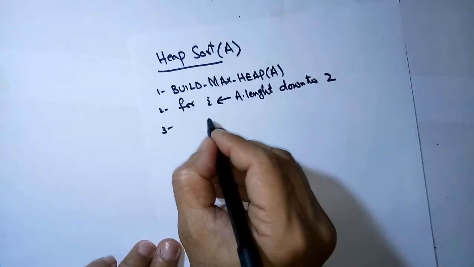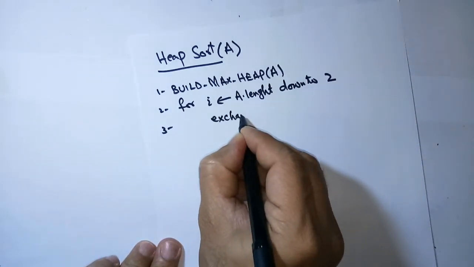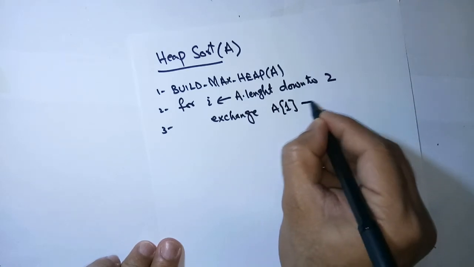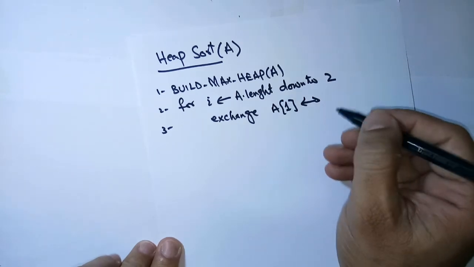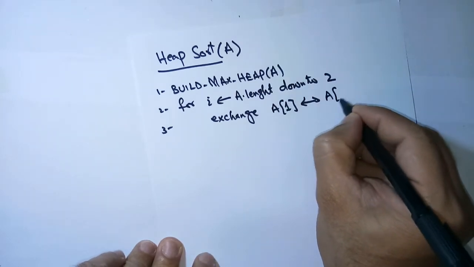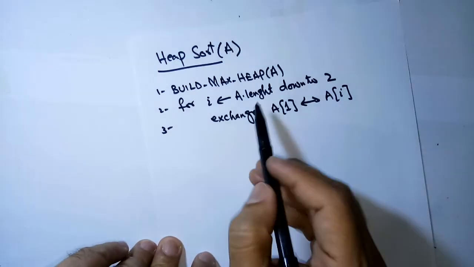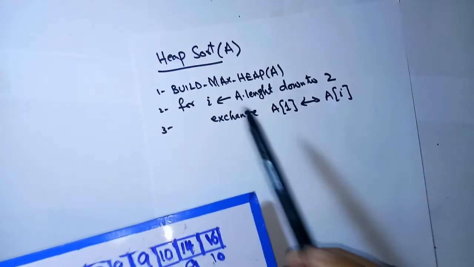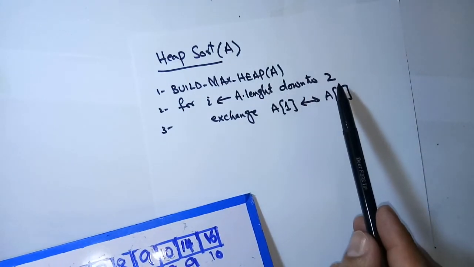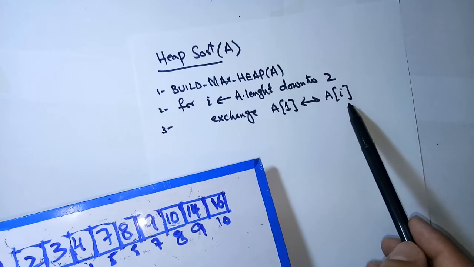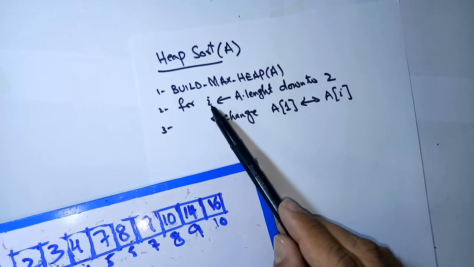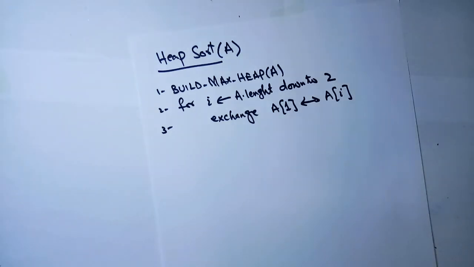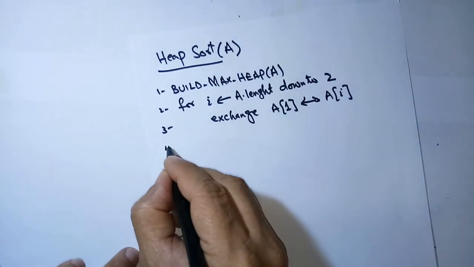And then we are going to exchange A[1] with what? With A[i], right? So in this example, if the size of the array is 10, it will start from 10 down to 2, and at the first iteration it will exchange the 10th location with the first location. And then we need to decrease the heap size, isn't it?